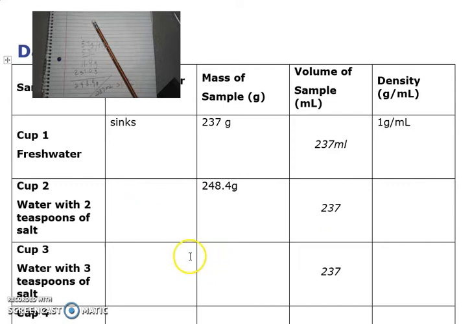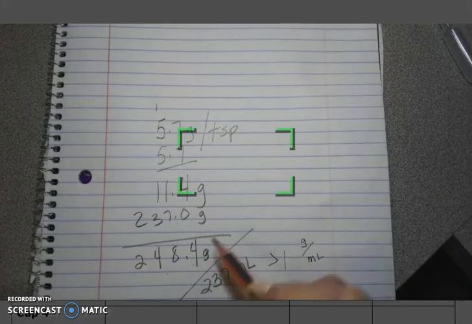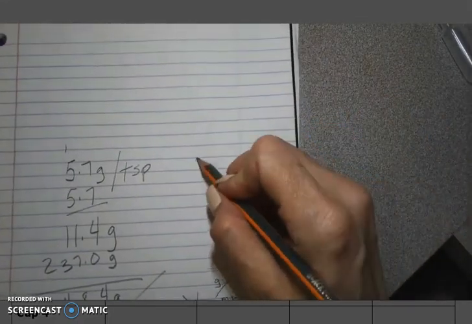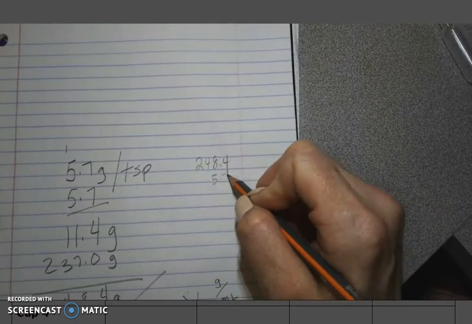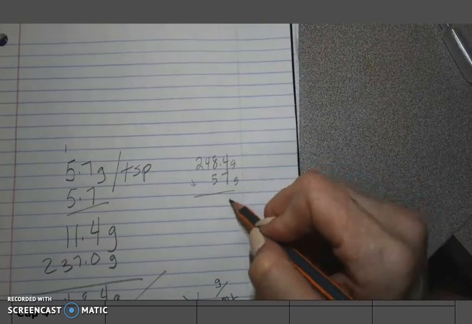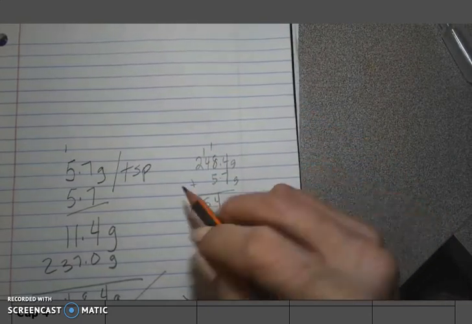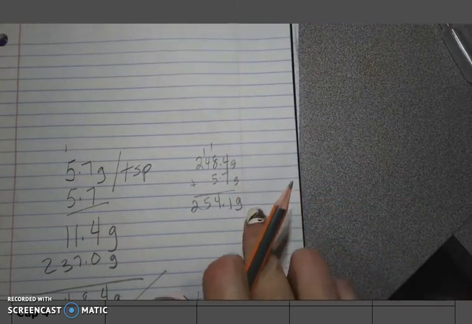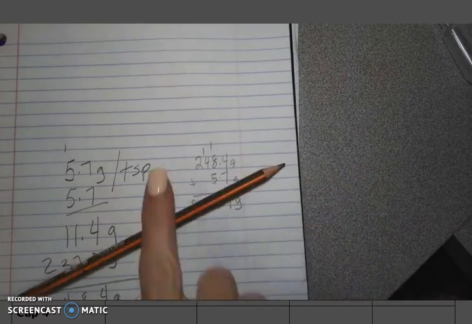Then the mass of the sample with 3 teaspoons means you're going to take this number, the 248.4, and you're going to add another 5.7 grams. Add those together to get your new mass. So the mass is always going to be the mass of the water plus the additional salt.